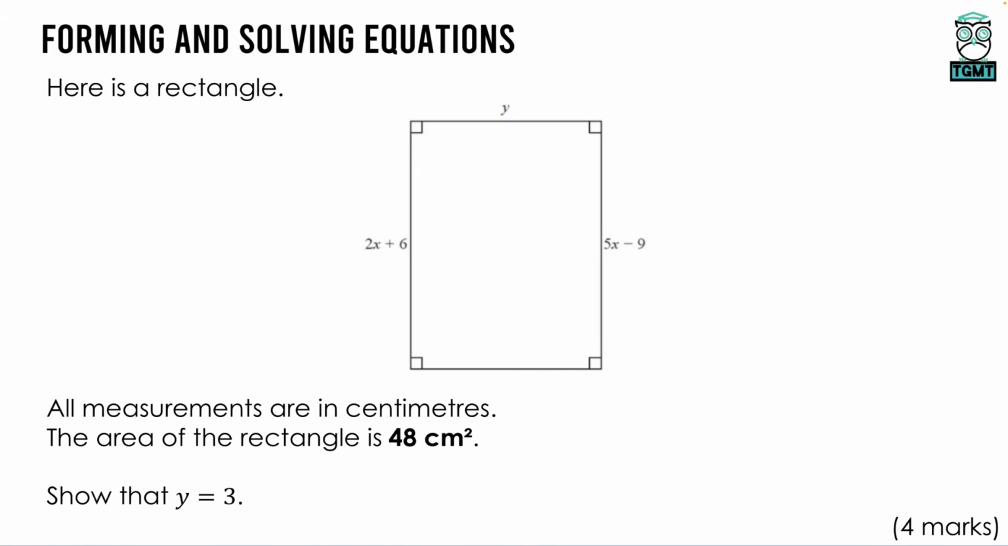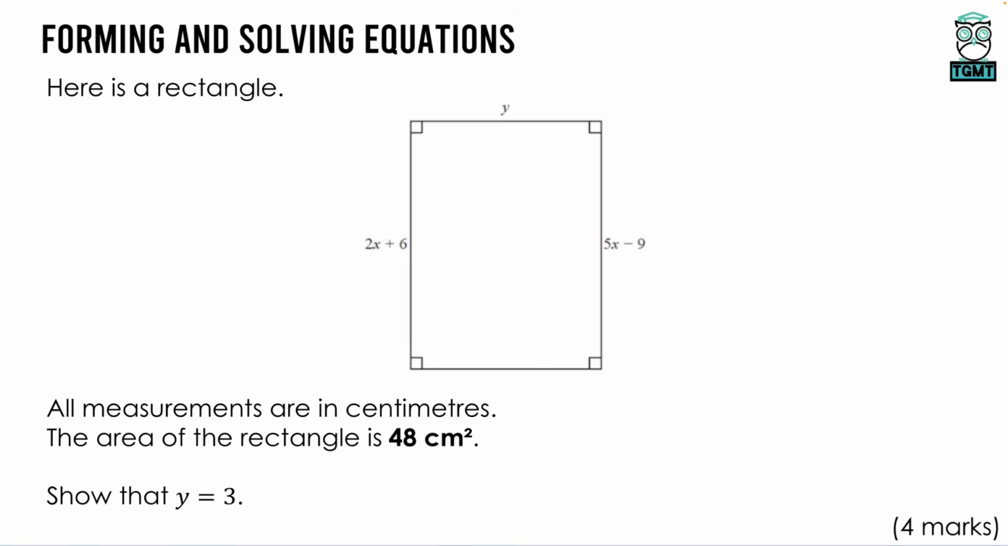Okay, so in this question, we are forming and solving an equation, but it's something a little bit different in this question. It says here's a rectangle. You can see on the rectangle here, we have some algebraic lengths here and here, and we have the letter y at the top. It says all measurements are in centimetres. The area of the rectangle is 48 centimetres squared. Show that y is equal to 3.